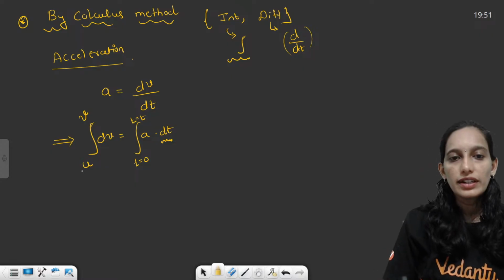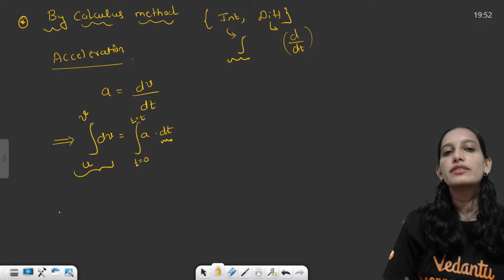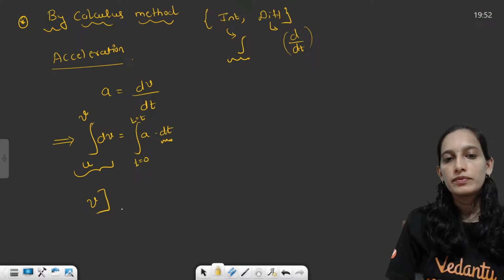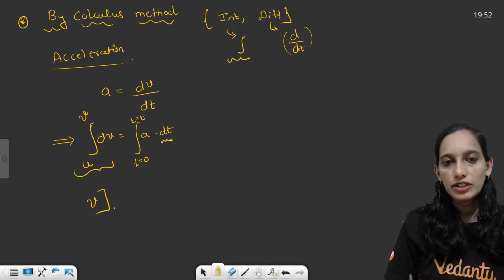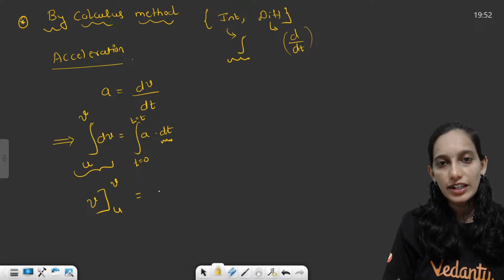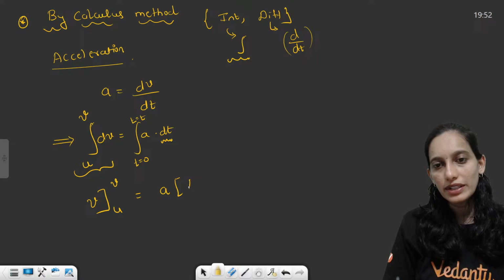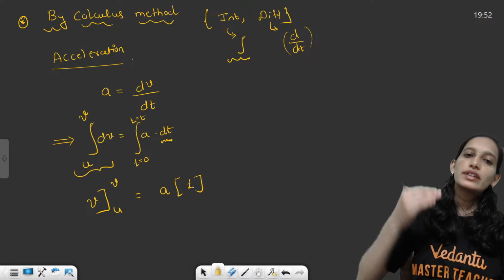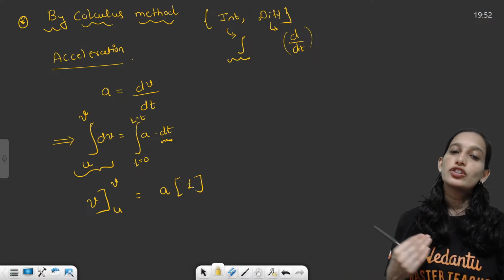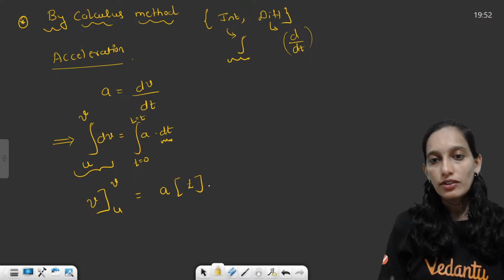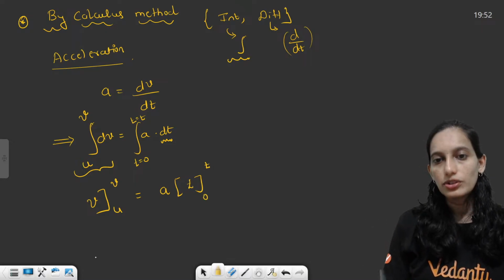Okay, so now here integration of dv will give me v, from the limit of u to v, is equals to, so acceleration is constant, I will take it out. Integration of dt will give me t itself. Integration of dv will give me v. Integration of dt will give me t from the limit of 0 to t.